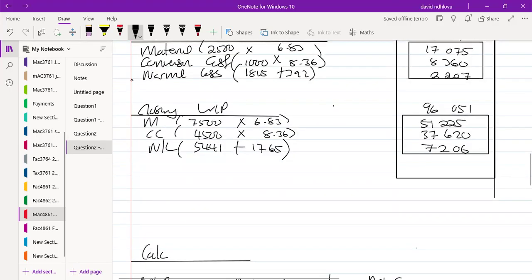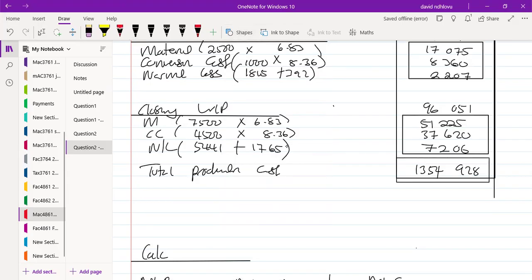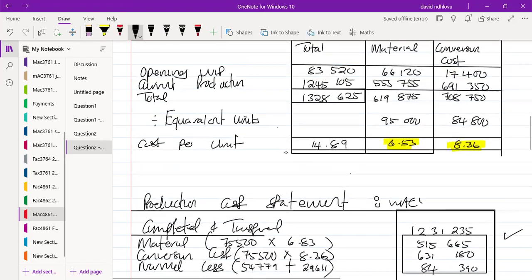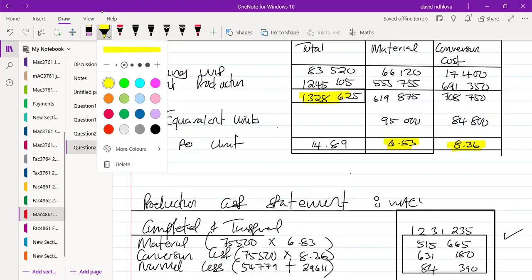Right, so that will then give you a total of 1,354,928. So this is your total production cost. This figure must be equivalent or close to the one that you have here. It must be close to that figure. This figure is different, né? Because now we've got that minus 1,328,625. Right, we are different by 26,000. That's a lot. It should be equivalent to this value.